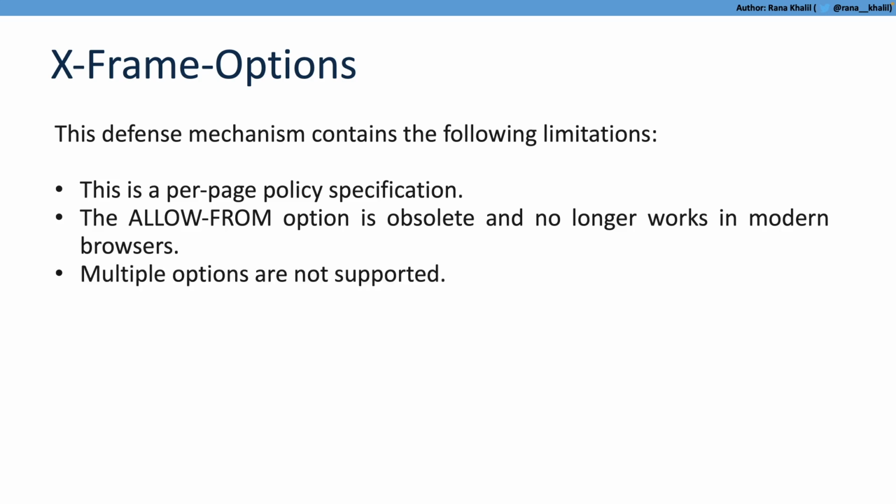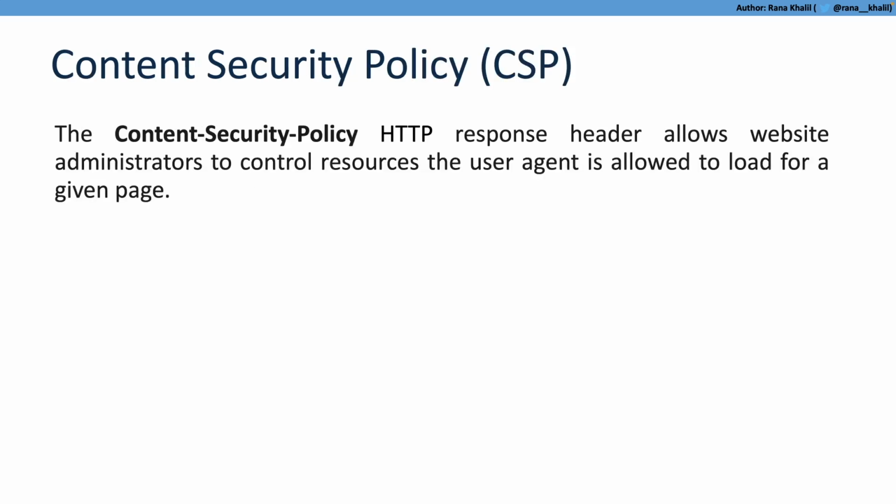The third limitation is that there's no way to allow the current site and third-party sites to frame the same response. The X-Frame-Options header does not support multiple values, which could cause issues depending on the functionality of your application. This issue could be fixed with the next defense mechanism that we're going to talk about, which is the Content Security Policy response header. This header is used by developers or website administrators to control the resources that a user agent is allowed to load for a given page.